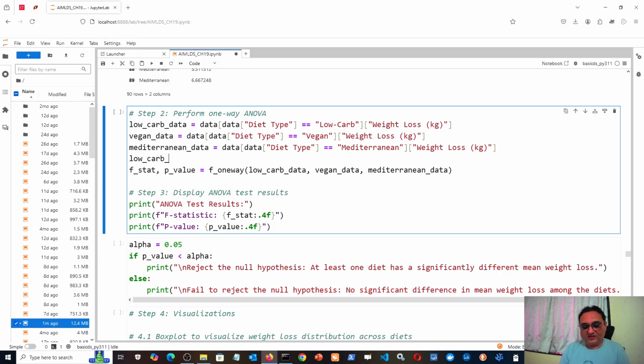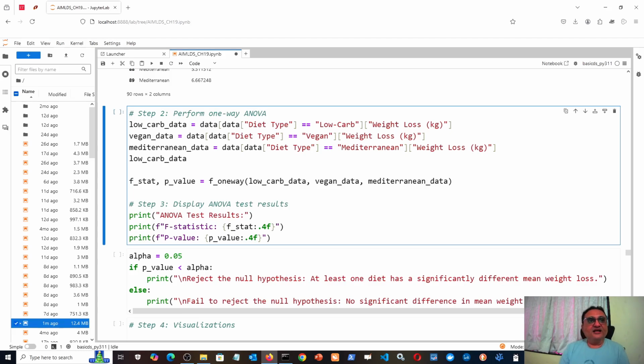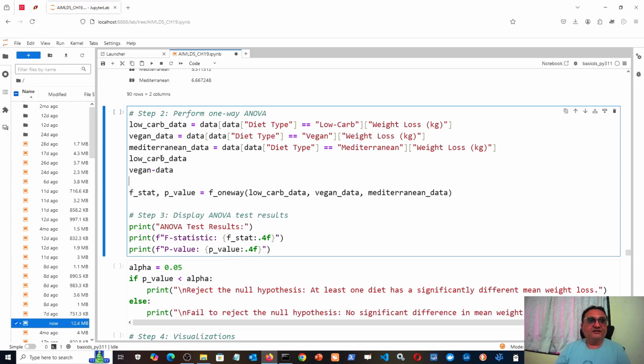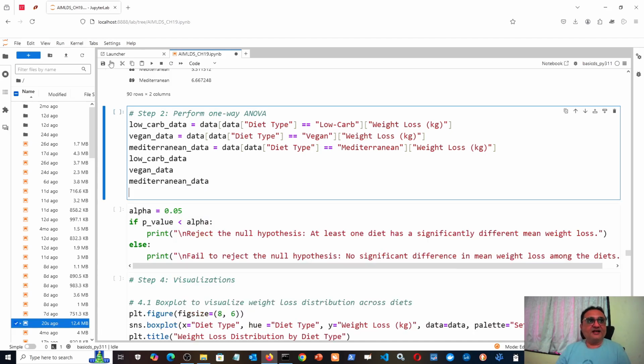So low underscore carb underscore data, then vegan underscore data, and then Mediterranean underscore data. Okay, so let us print them. This step I am still taking in the next cell.